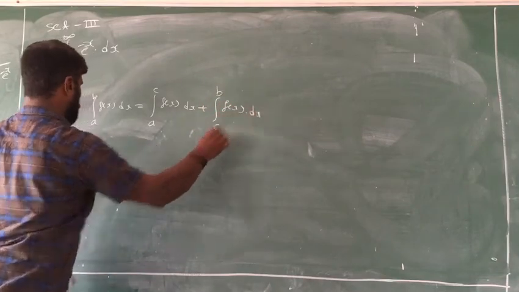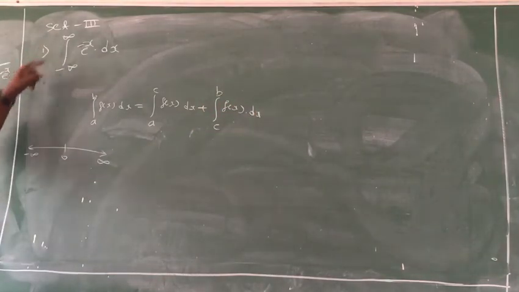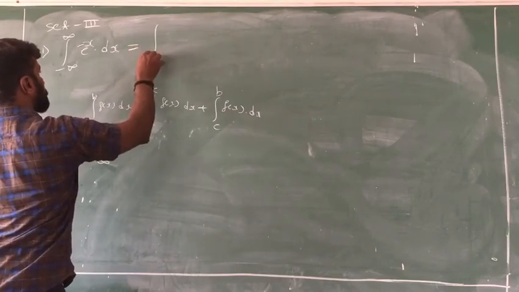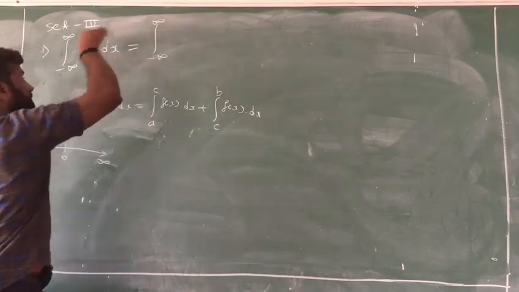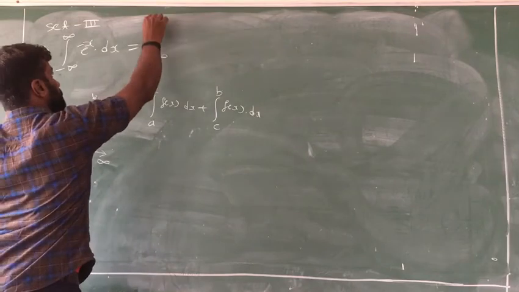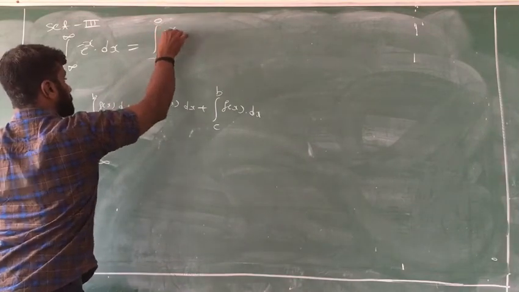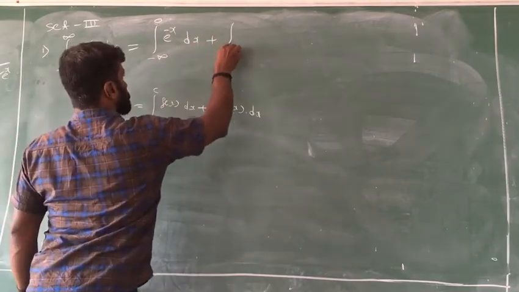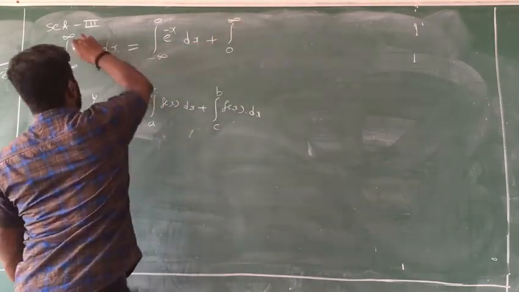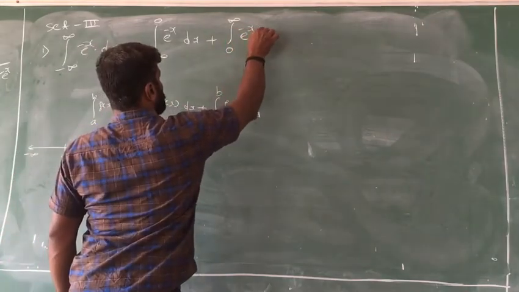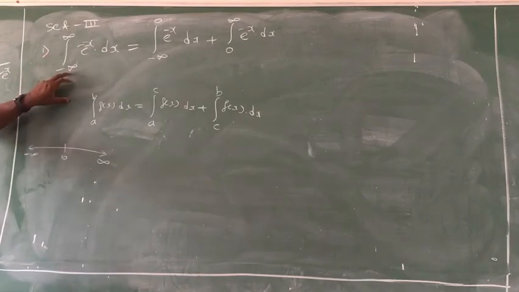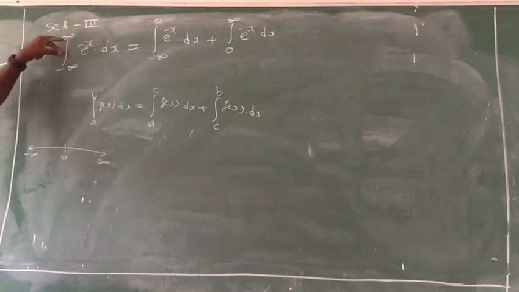Similarly, between minus infinity and plus infinity, there is a real number, and I can choose it as 0. So that equals the integral from minus infinity to 0 of e raised to minus x dx, plus the integral from 0 to infinity of e raised to minus x dx. Right? So we split the area between minus infinity to 0, then 0 to infinity.